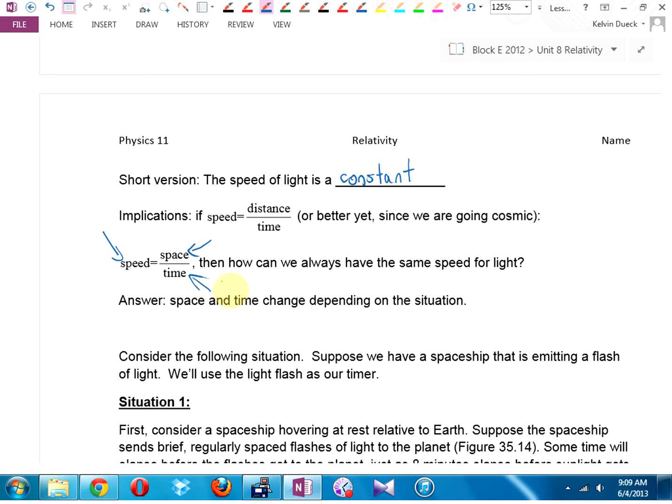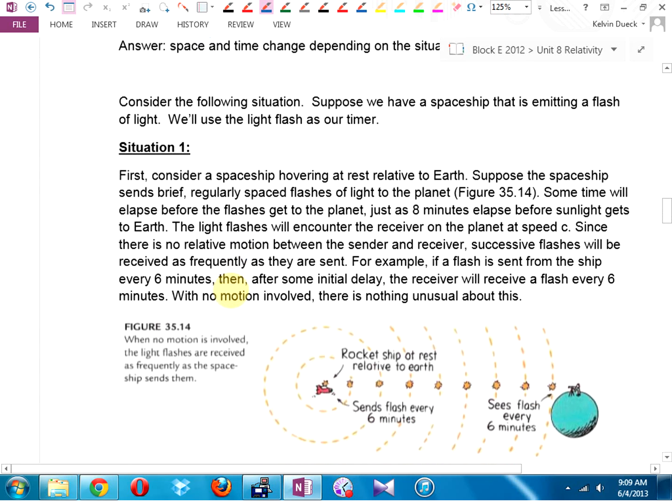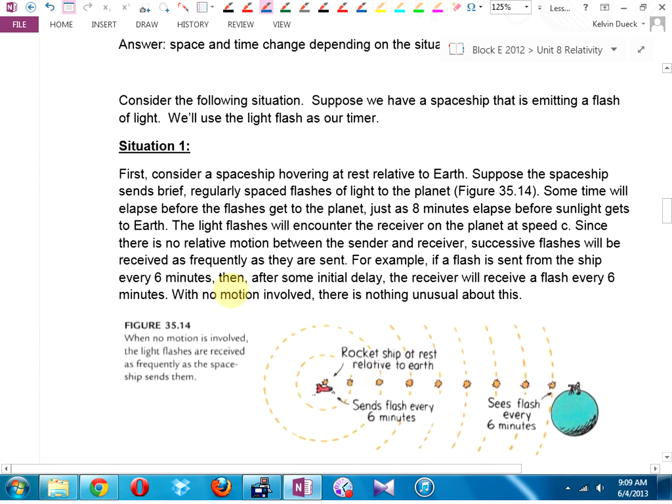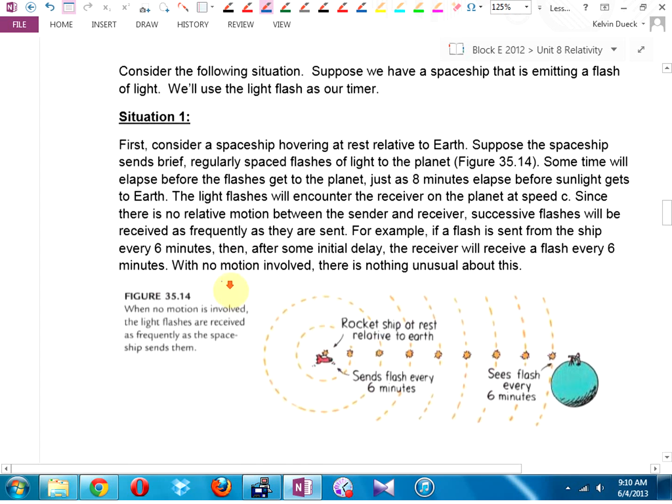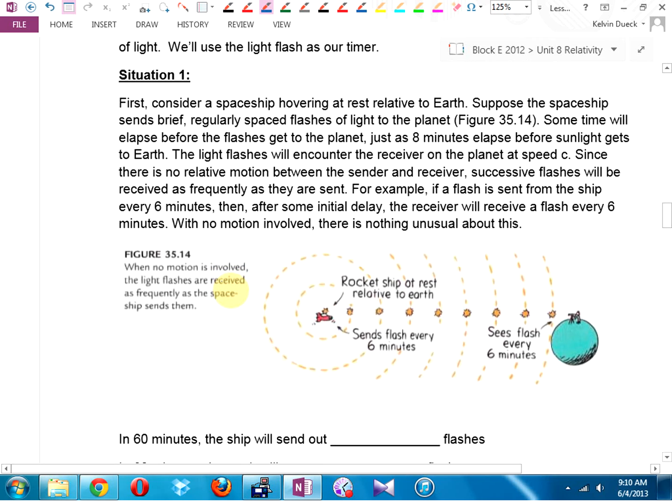Here's our thought experiment. Here was Einstein's thought experiment. He said, consider the following situation. Suppose we have a spaceship that is emitting a flash of light. We're going to use the flash of light as our timer. But instead of sound, light. Situation number one. We're going to do very similar to the baseball cannon, but we're going to go cosmic. A spaceship is hovering at rest.